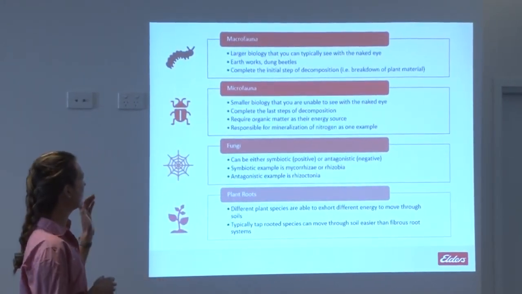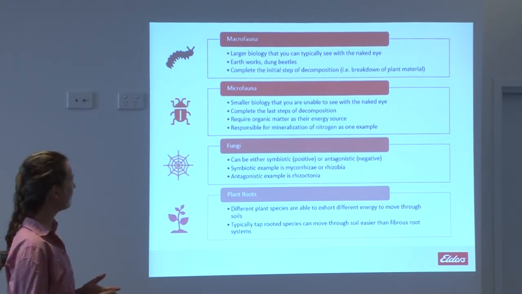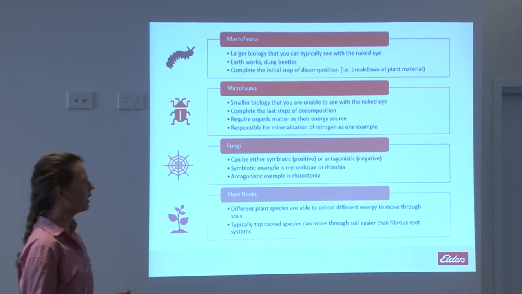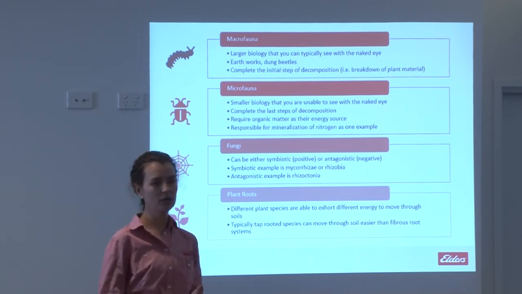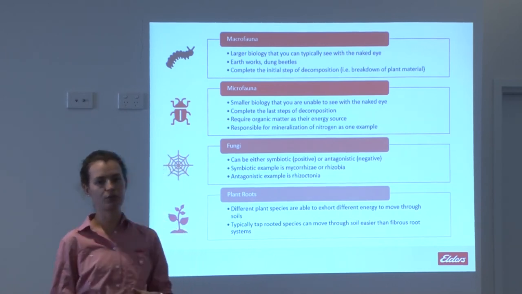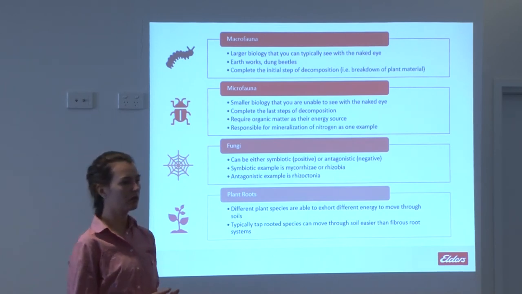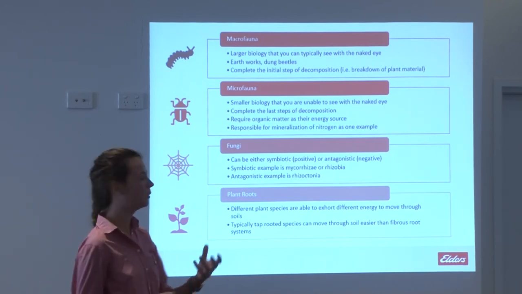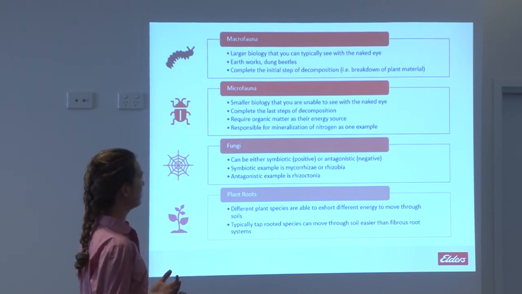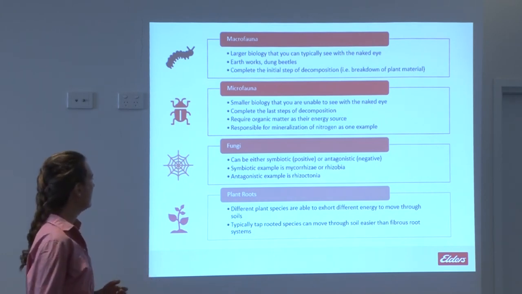So then you go to your microfauna, they're really small and unable to be seen with the naked eye, and they complete the last steps of decomposition. So their energy source is organic carbon. So the less organic carbon in your soil, the less ability they have to then cycle your nutrients through the soil and back into the next crop. So they're responsible for mineralisation of nitrogen, just as one example that we're all familiar with.